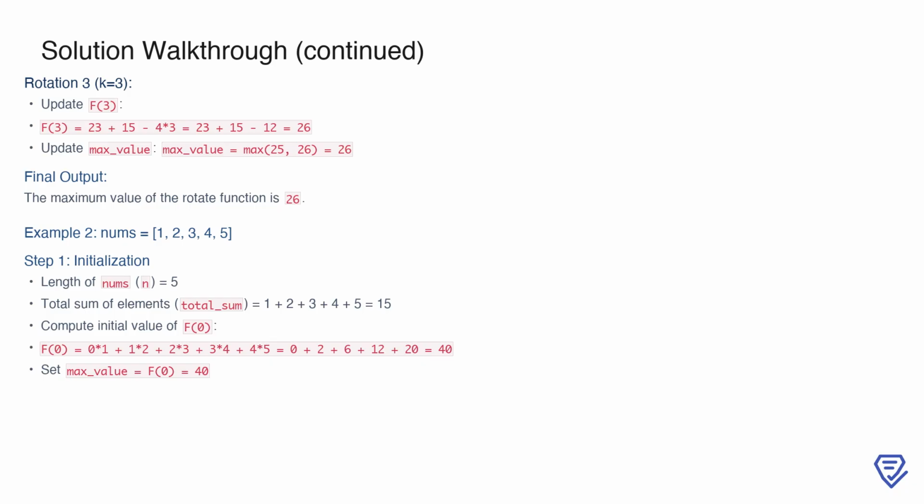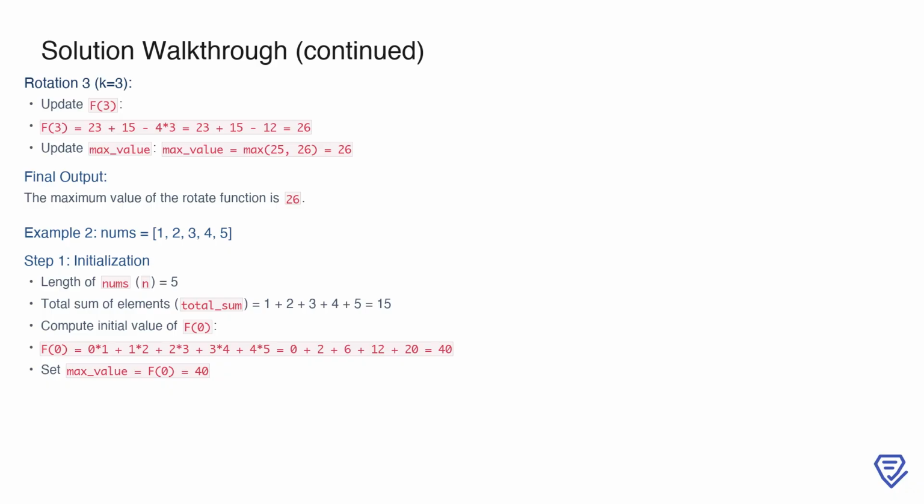For the third rotation, f3 is calculated using the same formula. Adding 23 plus 15 and subtracting 4 times 3 gives us 26. This time, the maximum value is updated to 26, as it surpasses the previous maximum of 25. With no further rotations, we conclude that the maximum value for this example is 26.